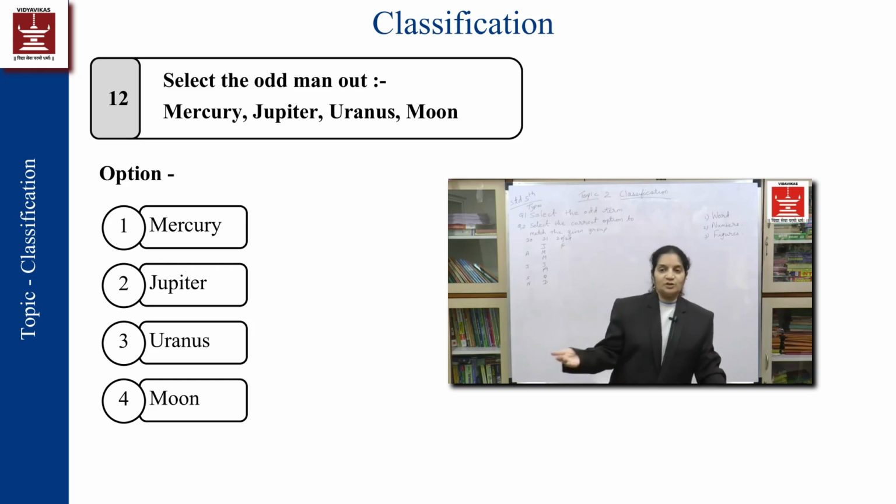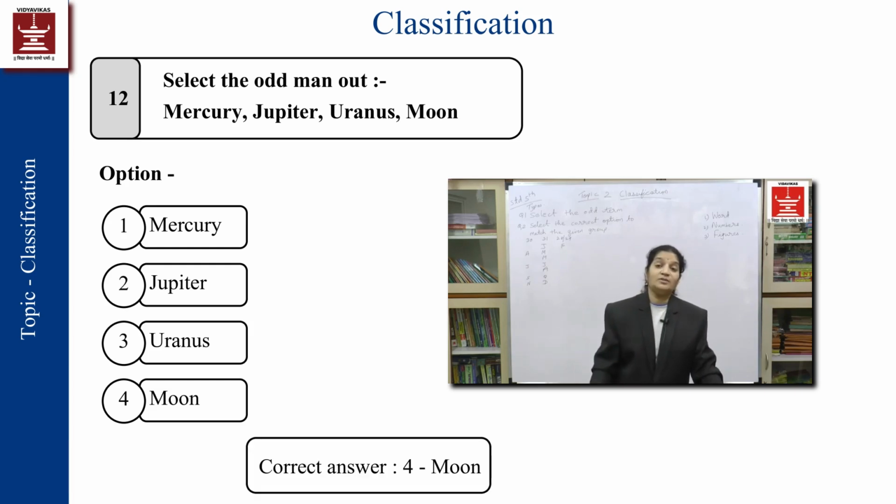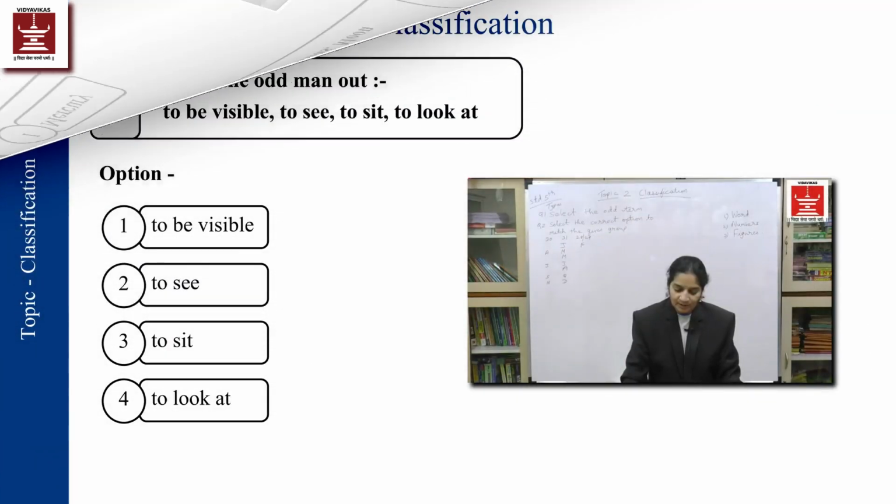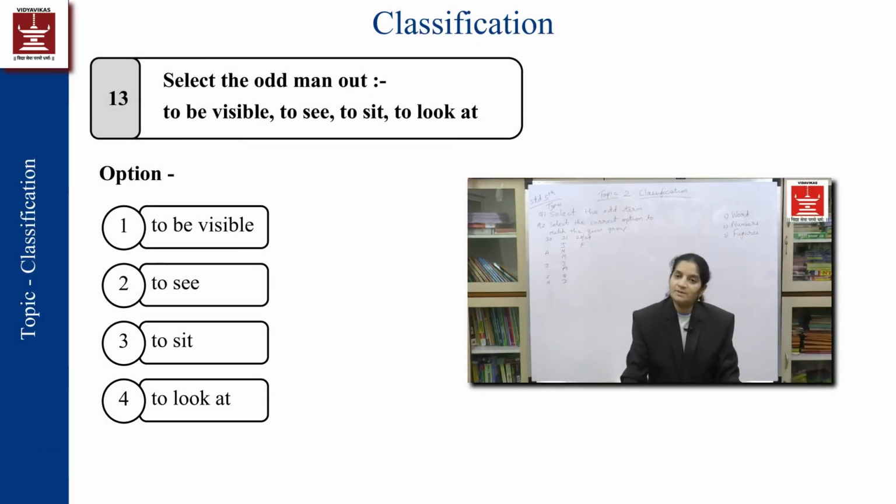Sometimes instead of Moon you have Sun over here, then this question goes into a very easy category. Even when the Moon option is given over here, the category is not very difficult. Maybe it's a medium one, because many of them don't know the difference between planets and satellites. Now, one more example which is based on grammar: to be visible, to see, to sit, to look at.